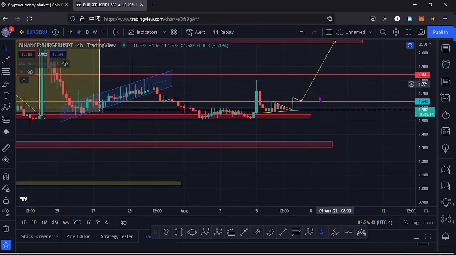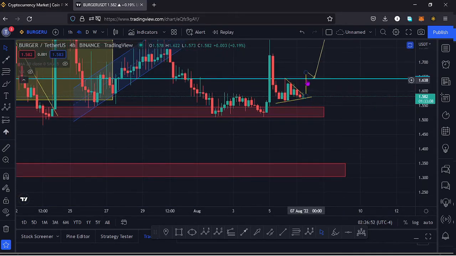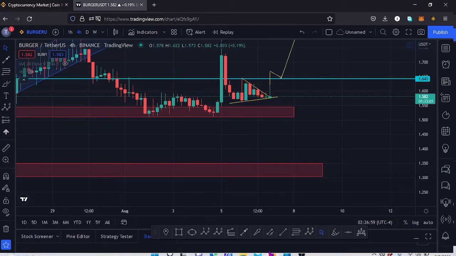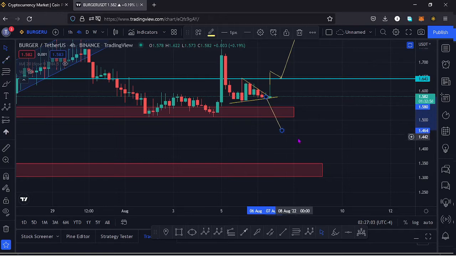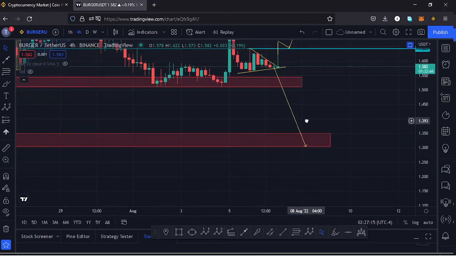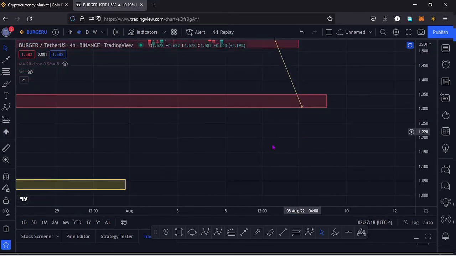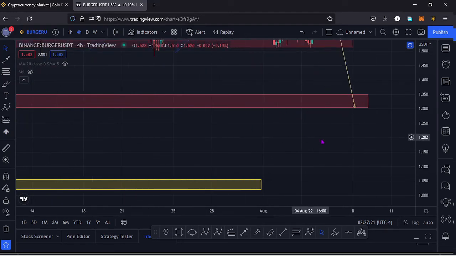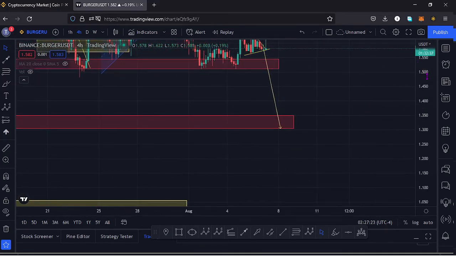It's also possible that we might not break to the upper side of this triangle and break to the lower side instead. If that movement plays out and we lose this key area of support at around the $1.54 mark, then lower prices could be coming our way, and I might expect a retest here on the 4-hour chart of this key area of support. Once that happens, lower prices could take us to around the $1.30 mark. And at that point, if we lose that key area of support also, then that could take us to around the $1 mark in the worst case scenario.